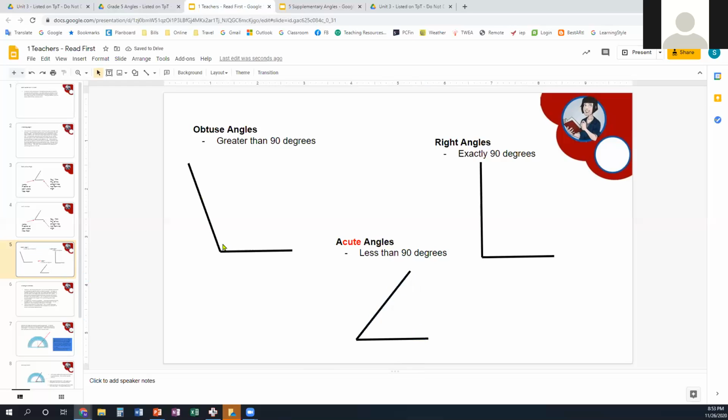Obtuse angles, on the other hand, look like a really open mouth. If you've ever seen a snake open its mouth to swallow something, it's that wide open jaw. It looks like it's actually leaning back. So obtuse angles are actually bigger than 90 degrees. They could be 91. As long as they are bigger than 90 degrees, they are considered an obtuse angle.